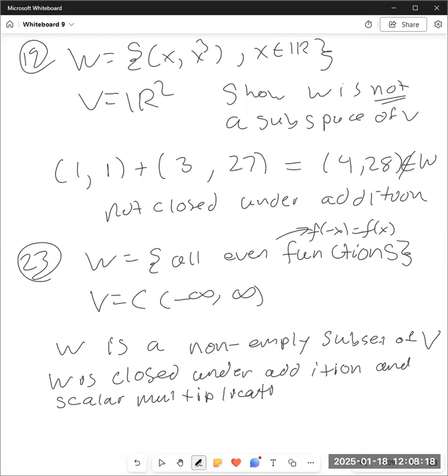Remember that what makes something even is that it has y-axis symmetry. So taking a scalar multiple of it is not going to change the y-axis symmetry at all. There's still going to be an f of 0 that lies on the y-axis, and everything will be symmetric to that. So it's closed under addition and scalar multiplication. Therefore, W is a subspace of V.